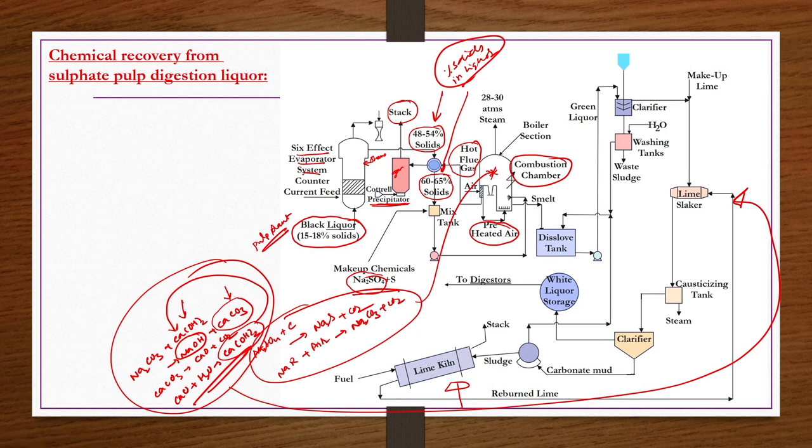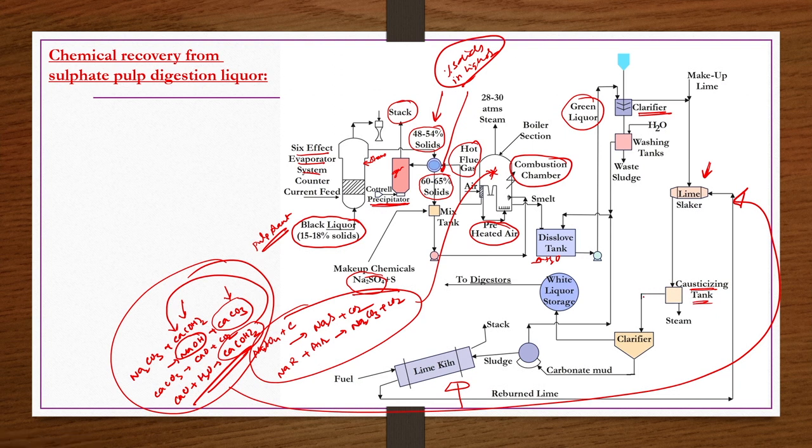Once sufficient combustion has taken place, the smelt, the molten slag formed at the bottom of the smelting furnace, which is nothing but inorganic slag, you can take to the dissolving tank, where it interacts with cold water so that you get the green liquor. This green liquor is sent to a clarifier where you take the clear filtrate. The clarified liquor is taken to a lime slaker and then to the causticizing tank, where it reacts with calcium hydroxide.